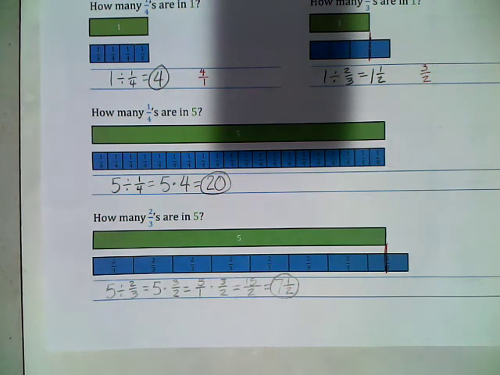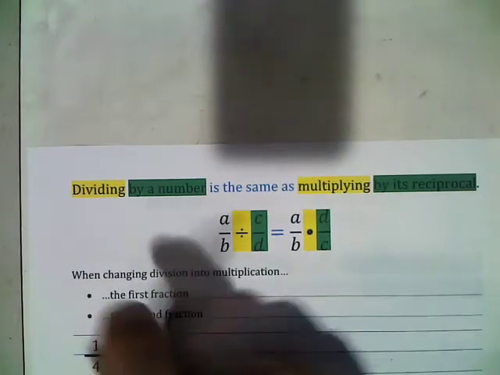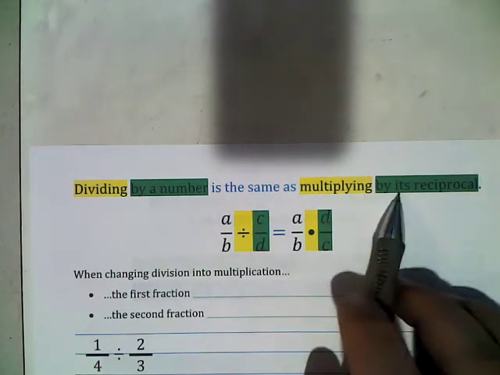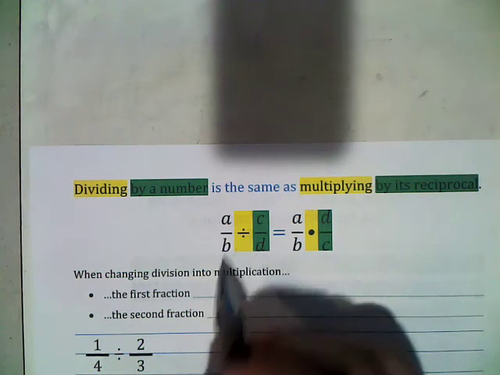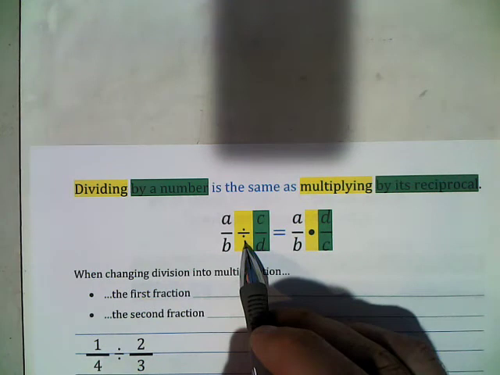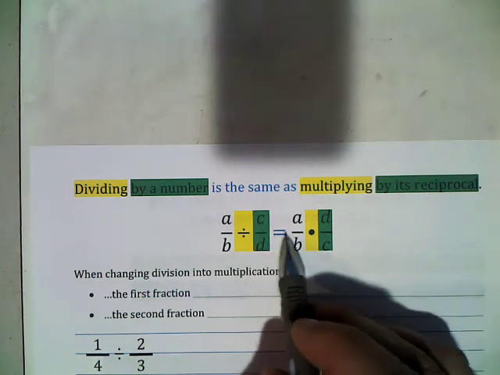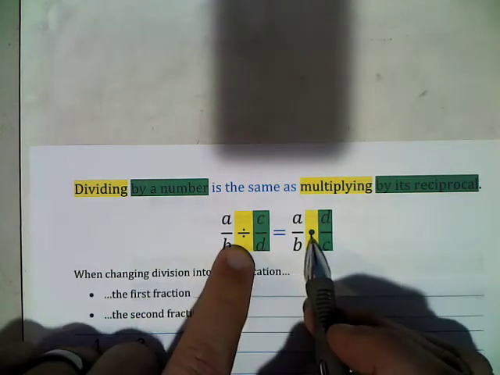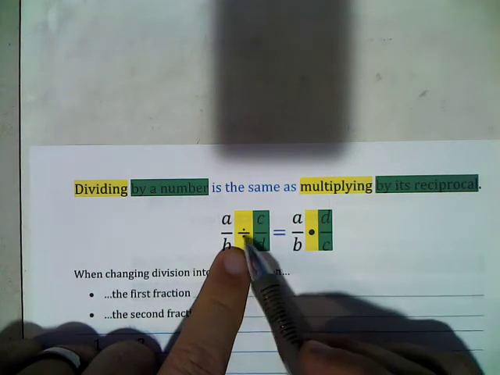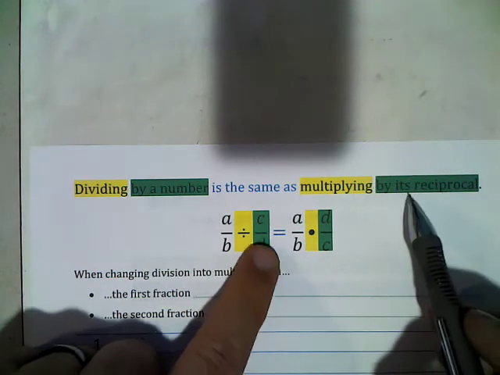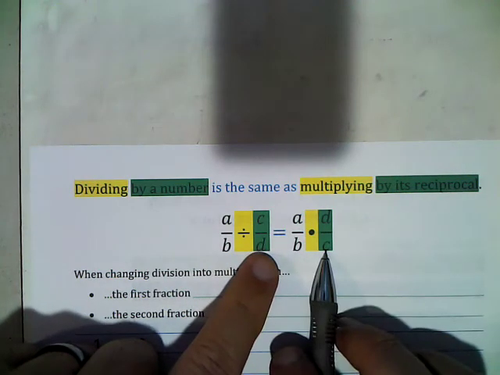So ladies and gentlemen, if we put what we've discovered here together, we find this rule right here, that dividing by a number is the same as multiplying by its reciprocal. So if I have a over b divided by c over d, well, dividing by a fraction is the same as, there's my blue there, this fraction. Now instead of divide, it'll be times. And instead of my number or my fraction, it's now its reciprocal. So instead of c over d, now it's d over c.